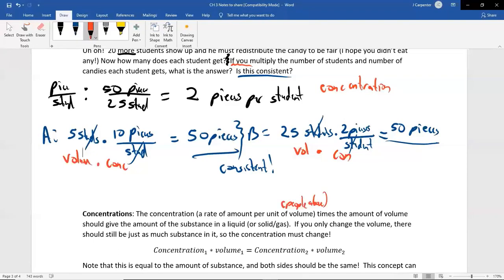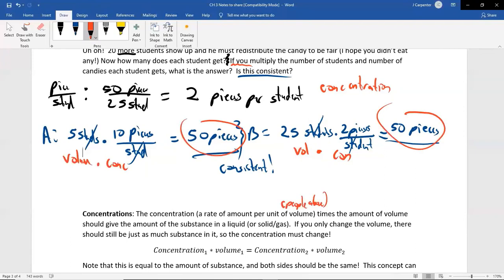If you only change, I'm sorry, the concentration times the amount of volume should give the total substance in the liquid, which is exactly the same thing. This 50 was the total substance. Because you have the same amount of things to distribute amongst either a smaller volume or a larger volume.